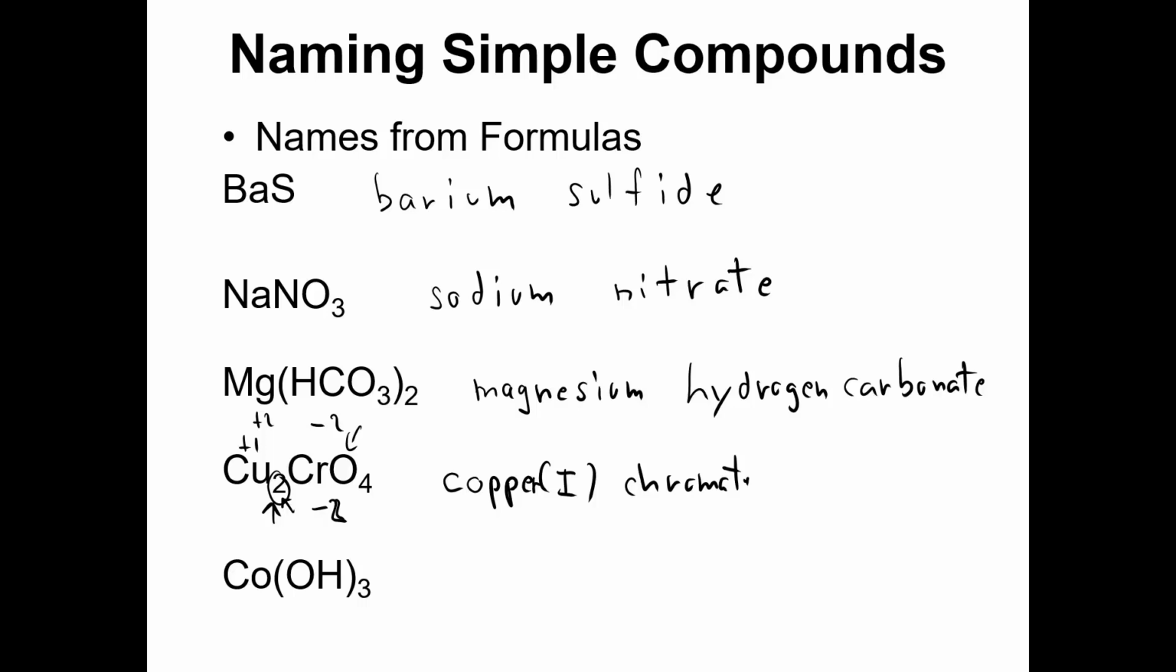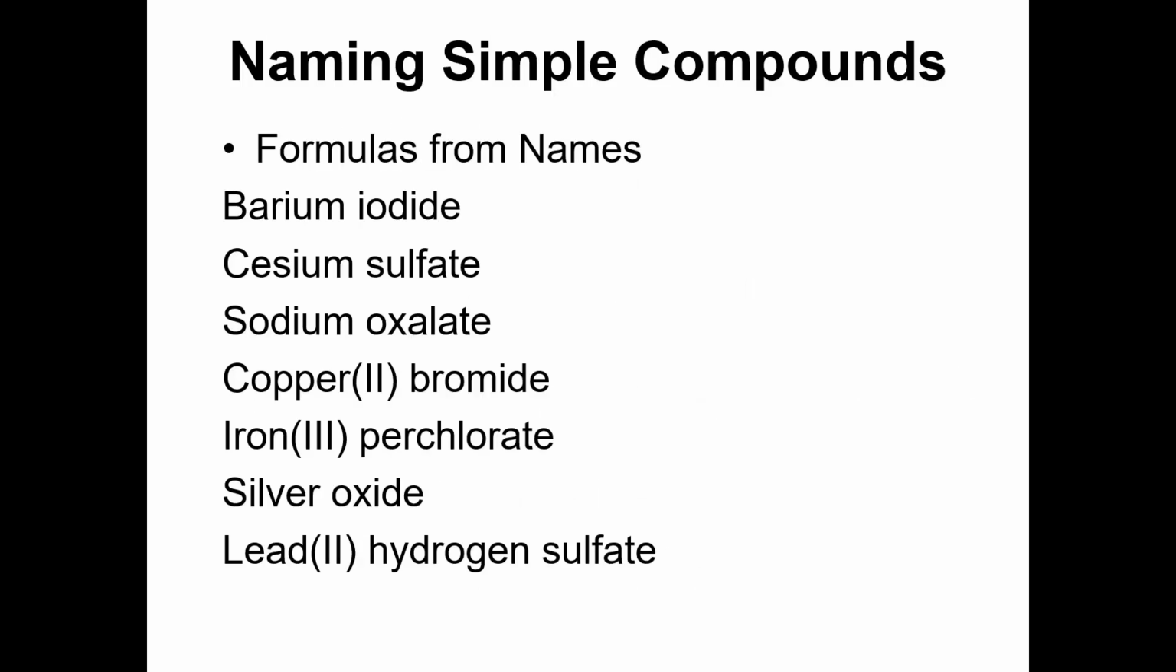Another transition metal that's going to need a Roman numeral. This is copper. This is cobalt. Copper is Cu, cobalt is Co. Cobalt(III). And this is 3 because hydroxide is -1. Hydroxide. Okay, let's wrap up the naming and then pause. Here we are going the other way around, okay? And then we're going to look into covalent compounds.